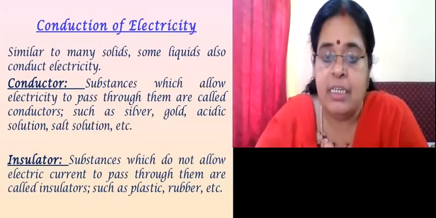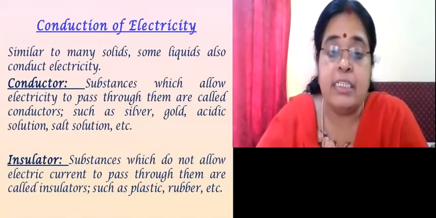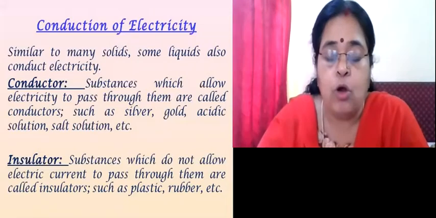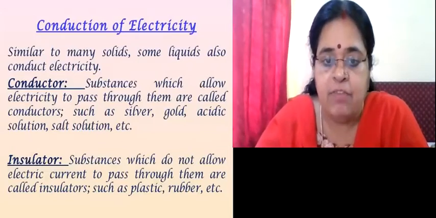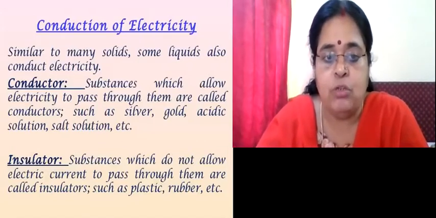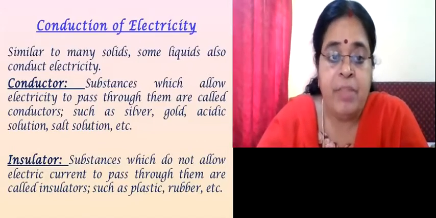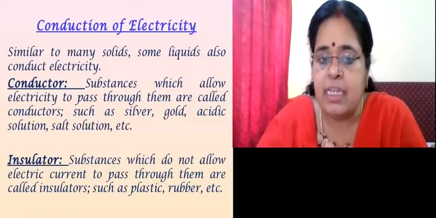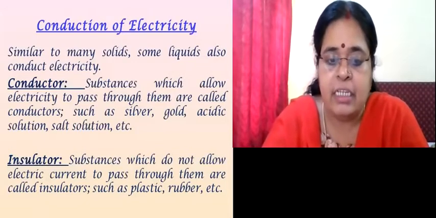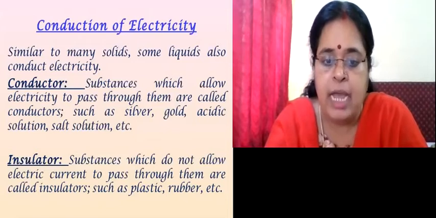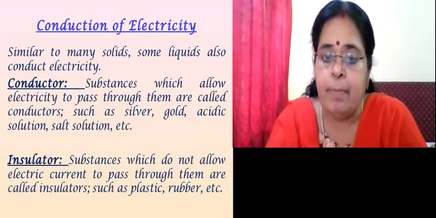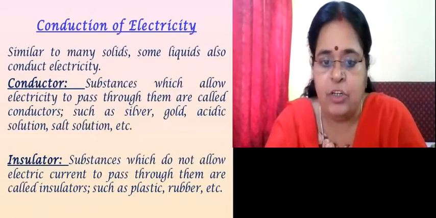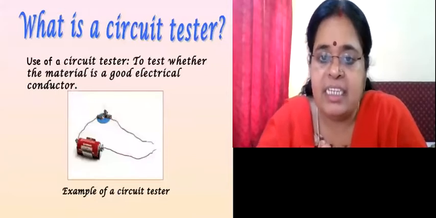What are conductors? Substances that allow electricity to pass through them are called conductors, like silver, gold, acidic solution, salt solution, etc. On the other hand, what are insulators? Substances that do not allow electric current to pass through them are known as insulators. Example, plastic, rubber, etc.